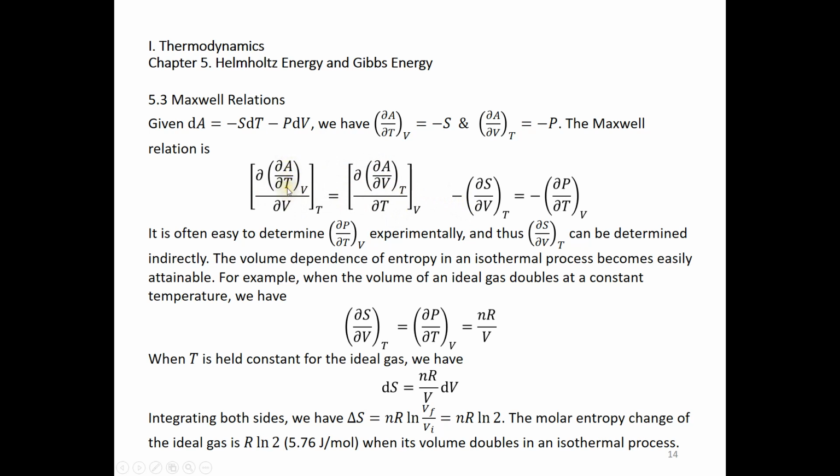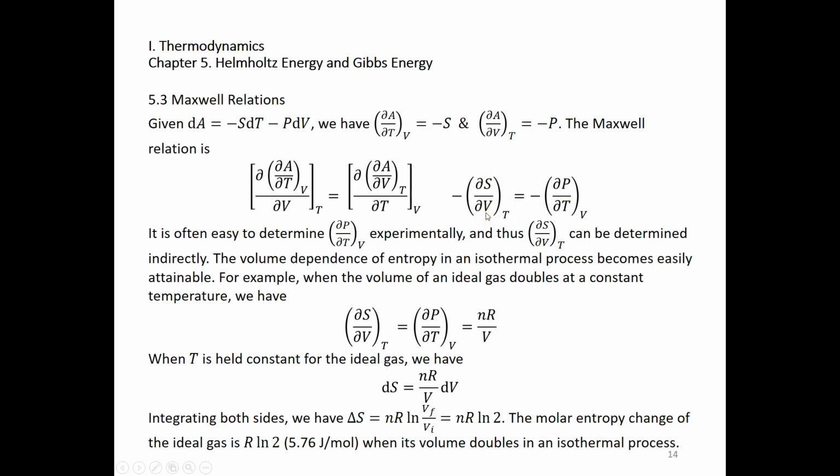Delta A over delta T at constant volume, just copy this here, it's negative entropy. Delta A over delta V at constant temperature, copy this here, it's negative P. So we get this Maxwell relation. And of course, you can just remove the negative sign on both sides. It's easy to determine delta P over delta T under constant volume condition. For ideal gas, it's just nR over V. So it's really easy, and then we get the analytical form for this.